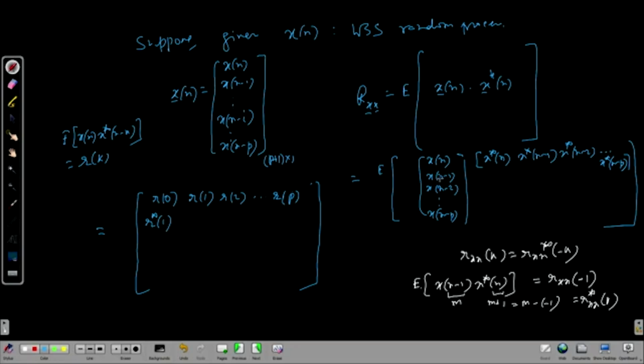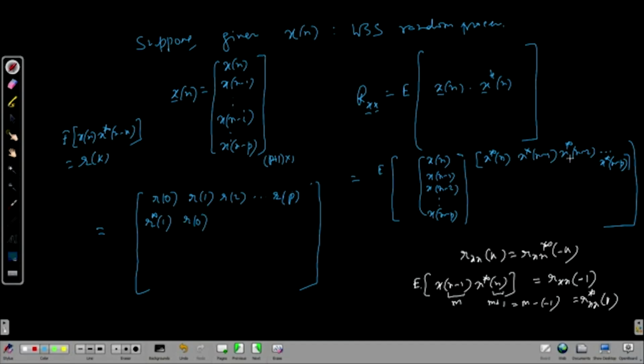Then x(n-1)x*(n-1). So, the index is n-1; if you call it m, it is x(m)x*(m). So, the expected value of mod of x(m) squared will again be R(0), whether it is m here or n here does not matter, because the gap is 0. What matters is the gap. So, it will be R_xx(0), or R(0), because n-1, n-1, no gap. So, again there will be R(0), the same element.